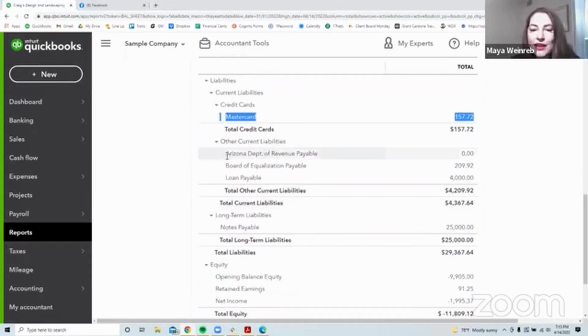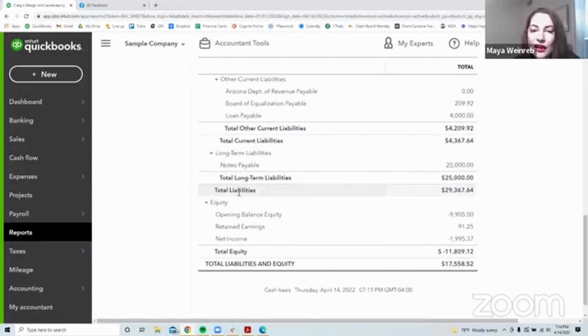This is money that he owes for basically some type of tax. It could be a payroll tax in this case. Board of Equalization, that's usually a sales tax. This is money that he owes for sales tax. This is a loan he took out. So now he owes money on this loan, and those are all liabilities.